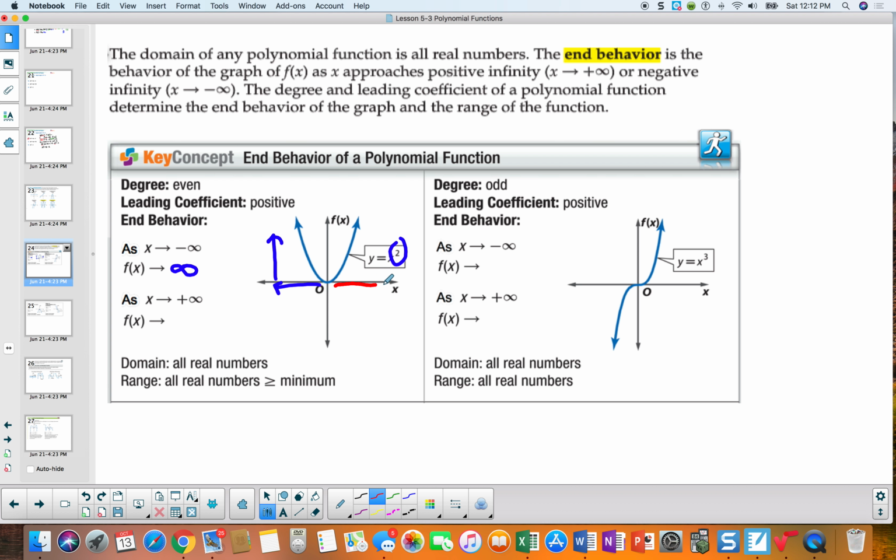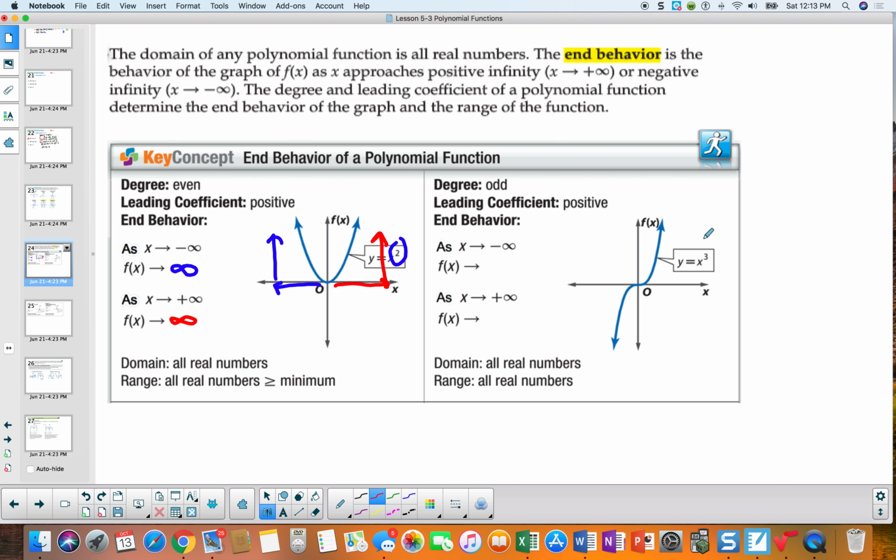So as x gets larger, I want you to know that the y's are getting larger, and so that's going to positive infinity. This is an example of an even function. The domain is all real numbers, and the range will always be greater than or equal to the minimum. So whatever this value is, the range will be above that as well.